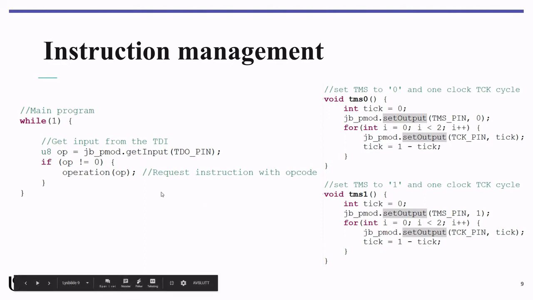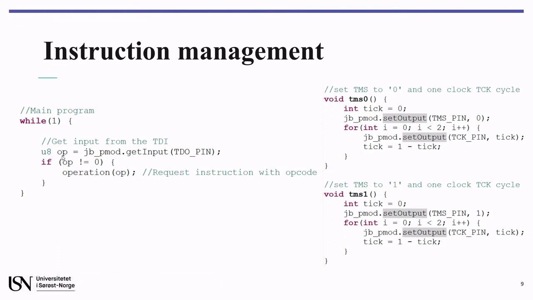To the left is the main program, which reads an unsigned 8-bit value into the OP variable. This variable is sent through the operation function as a parameter. This opcode is used to declare which operation or instruction we want to run.